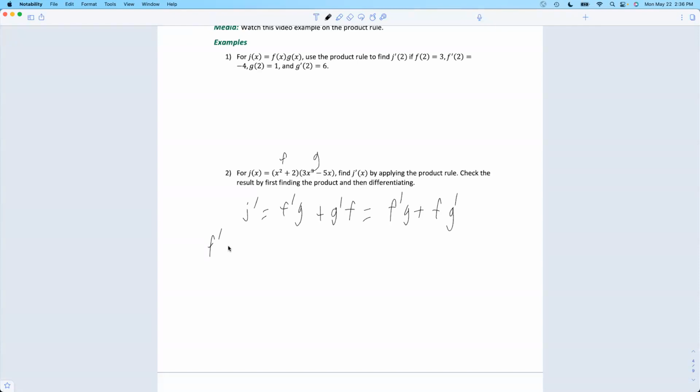F prime, we're just using power rule here and the sum rule. I'll get 2x plus 0. Derivative of a constant is 0. I just get 2x.